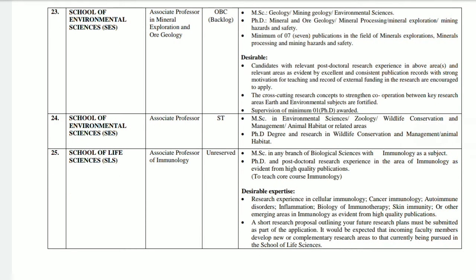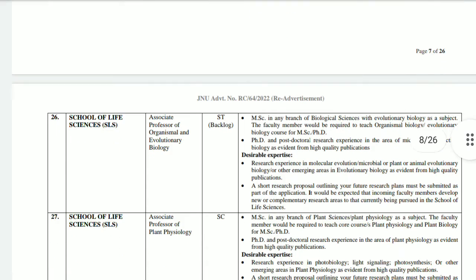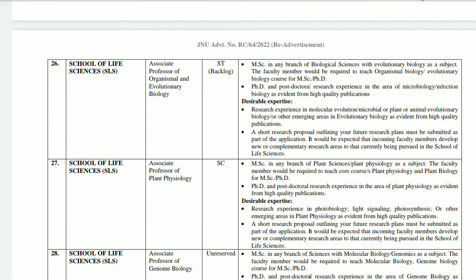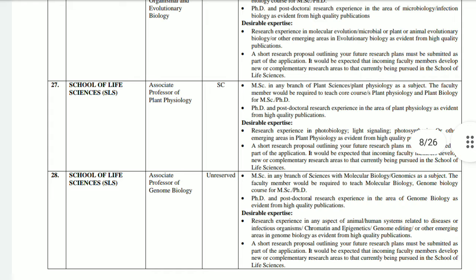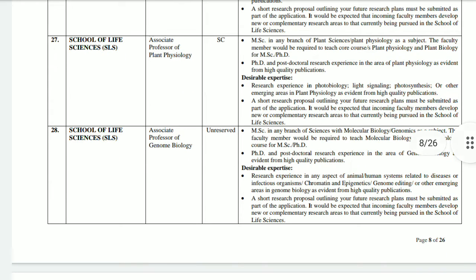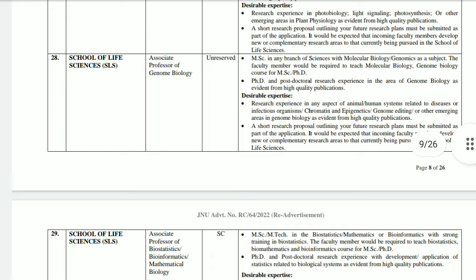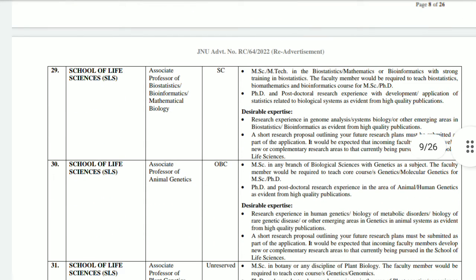Next job position, Associate Professor of Immunology. Next, Associate Professor of Organizational and Evolutionary Biology. Next, Associate Professor of Plant Physiology. Next, Associate Professor of Genome Biology. Next, Associate Professor of Biostatistics or Mathematics or Biology.